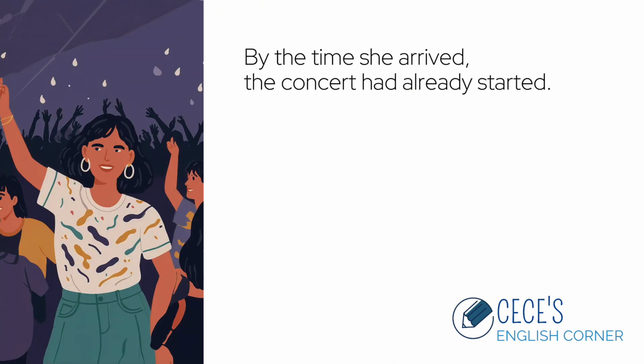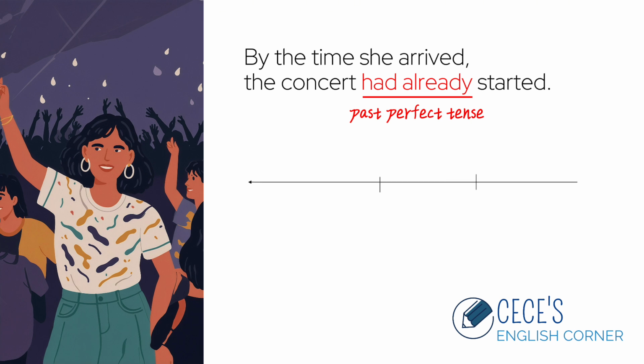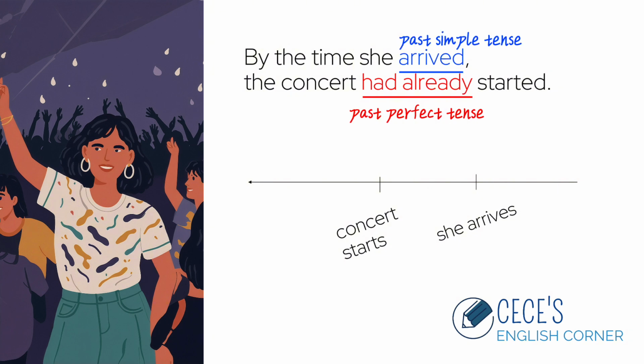By the time she arrived, the concert had already started. Can you identify the past perfect tense in this sentence? If you said the concert had already started, that is correct. The use of the past perfect tense tells us that this event happened first. She arrived afterwards, so we use the past simple tense to describe that event. Remember, both events occurred in the past.